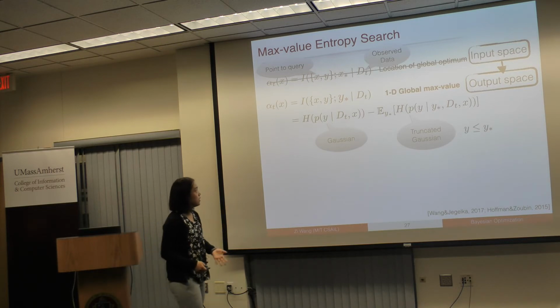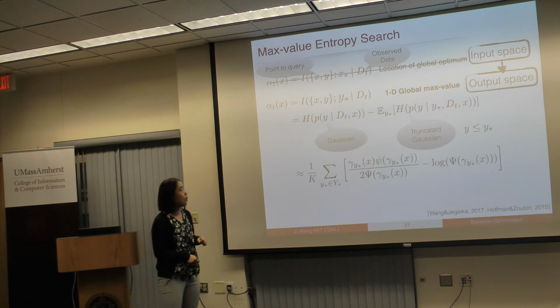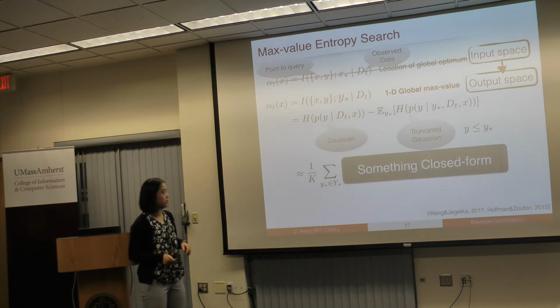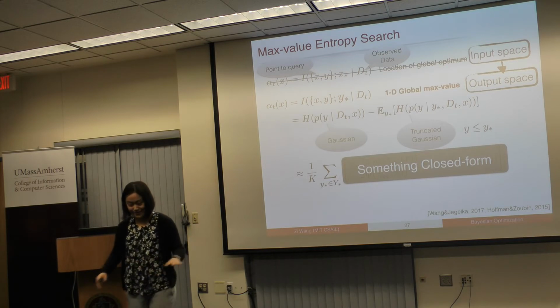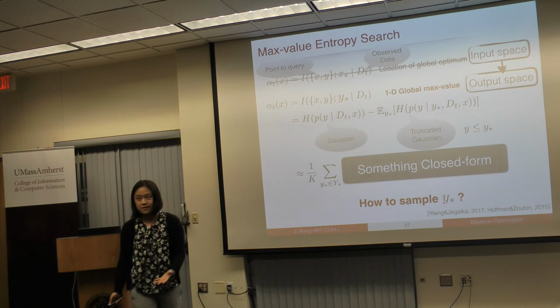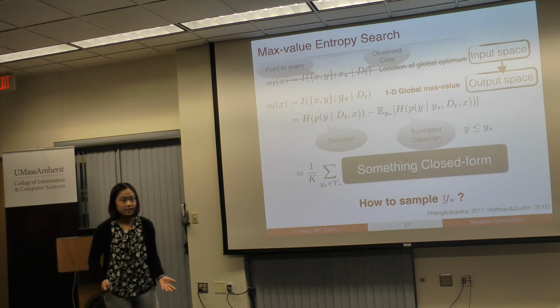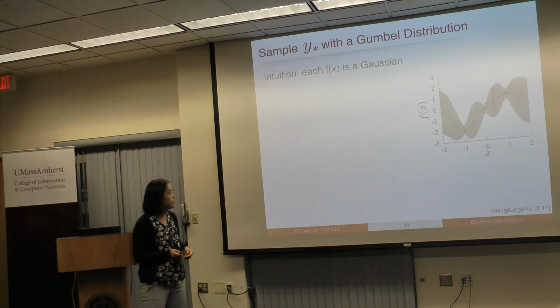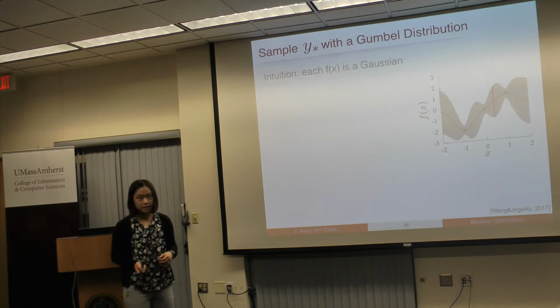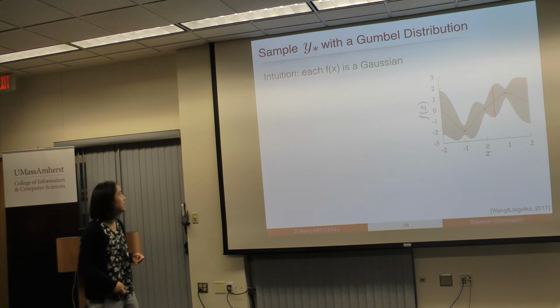And then in order to estimate this particular expectation, we can draw samples for the y star max values, and then write it down in a nice closed form. All right, we don't have to worry about what it is right now. So the only remaining question is, how can we draw samples for these max values y star? We have a few different ideas, and here I'm going to show you one that's particularly effective.